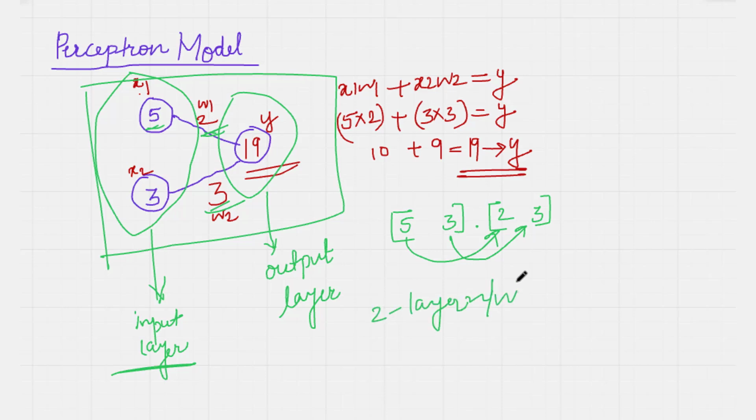Let's see one more network that is nothing but a two-layer network. Now say the input layer has two nodes. Then we have one more called the hidden layer. This is nothing but a two-layer network. Say here I have the value 3. Here I am taking the value 2.